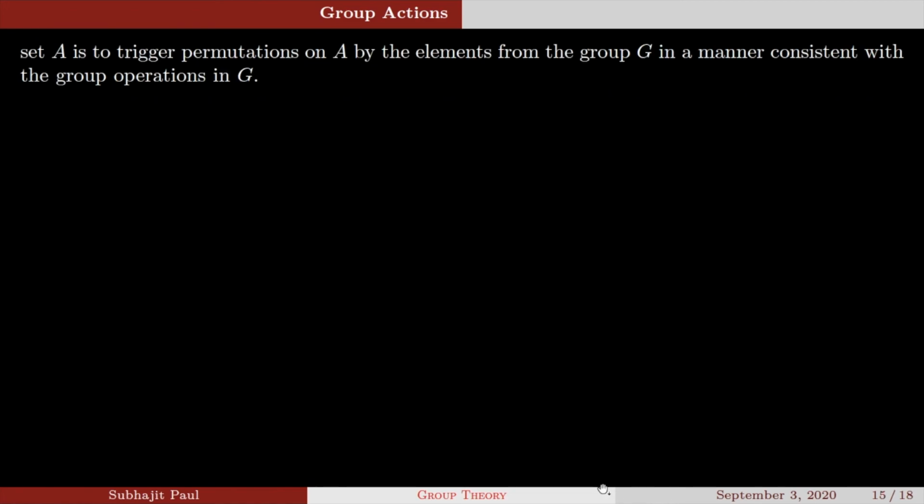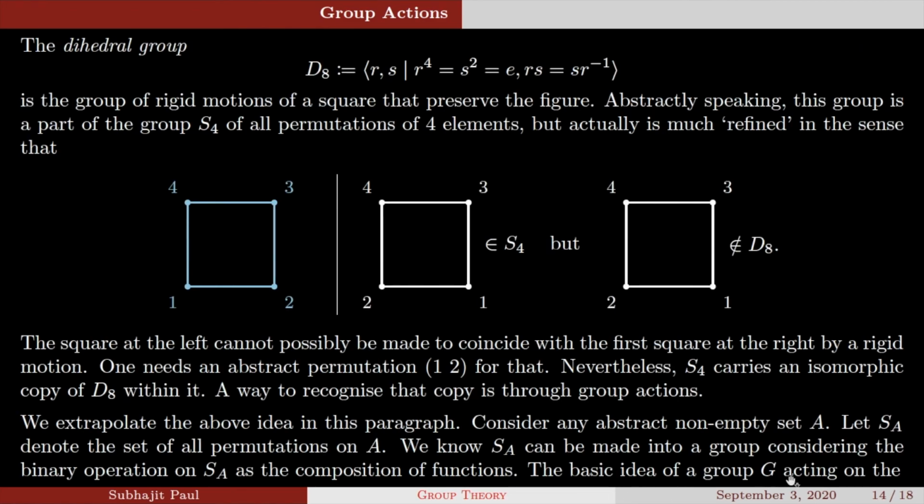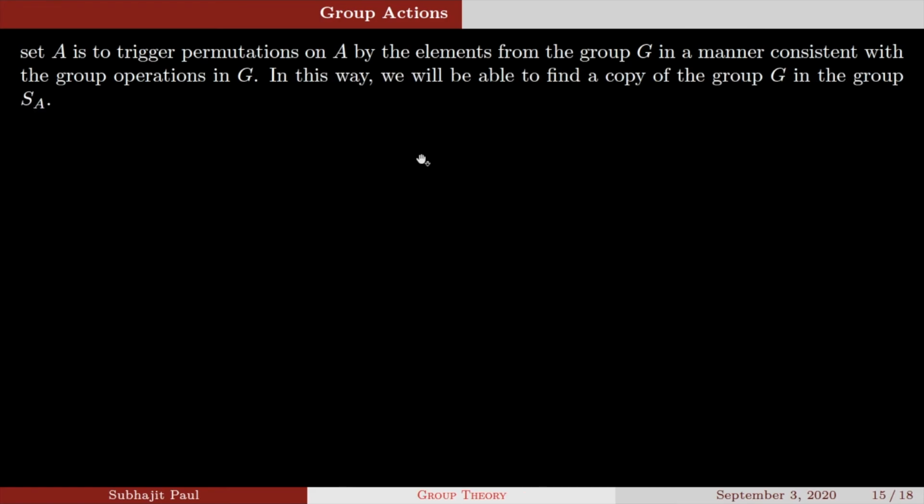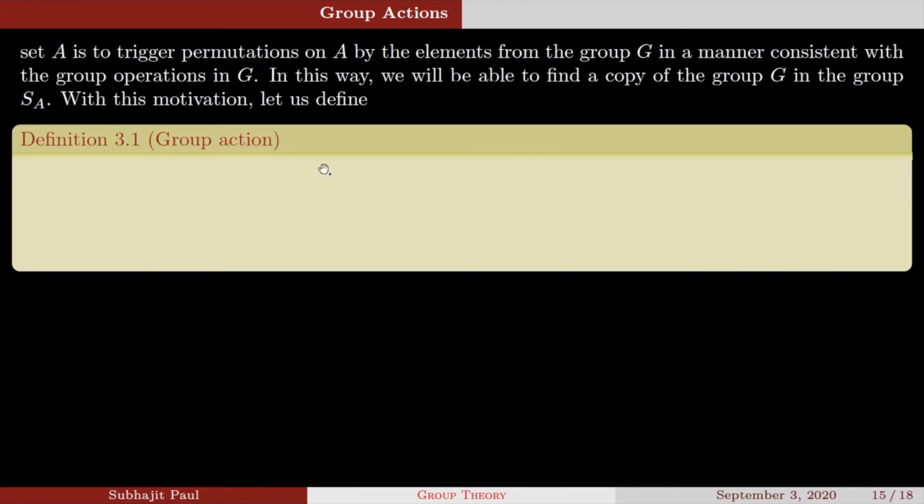All right. So the basic idea of the group G acting on the set A is to trigger permutations on A by the elements from the group G in a manner consistent with the group operations in G. Group operations means the binary operation in G. In this way, we will be able to find a copy of the group G in the group S_A. Fine. With this motivation, let us define the group action as this.